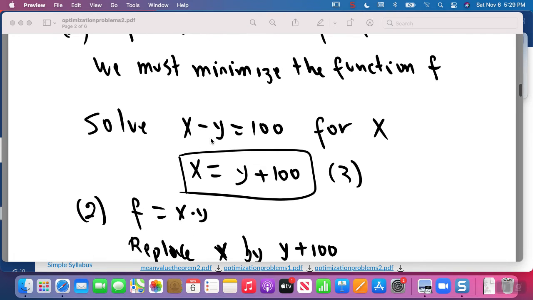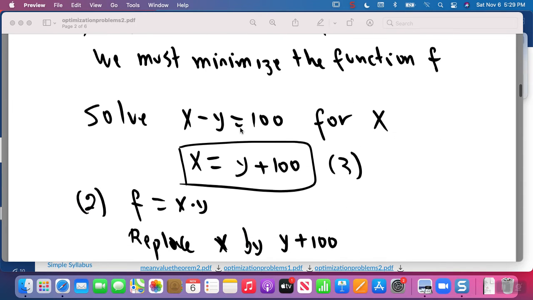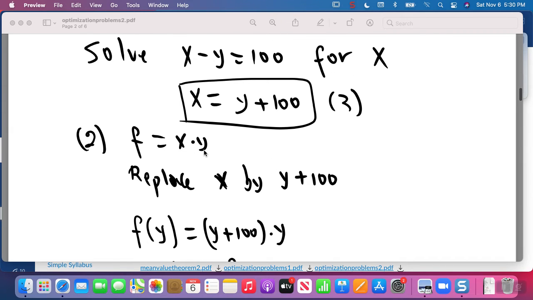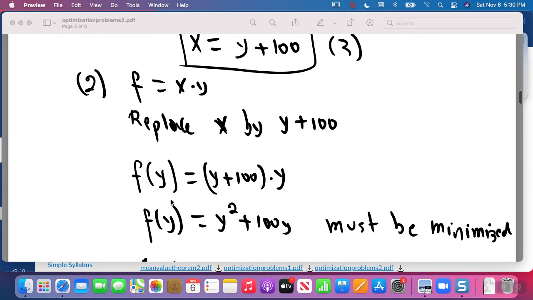So we know x minus y equals 100. We already have this relation here between x and y. So we can solve this equation for x. So by adding y to both sides, you get x equals y plus 100. Call that equation 3. And then we're going to go back to this function f equals x times y, and replace x by y plus 100. So we're going to substitute y plus 100 for x, so that this function will then become just a function of one variable, which is the y variable.